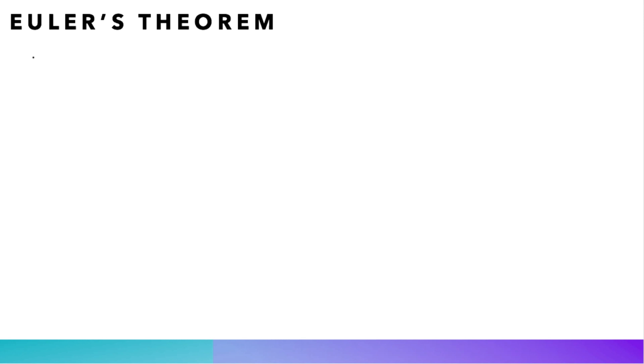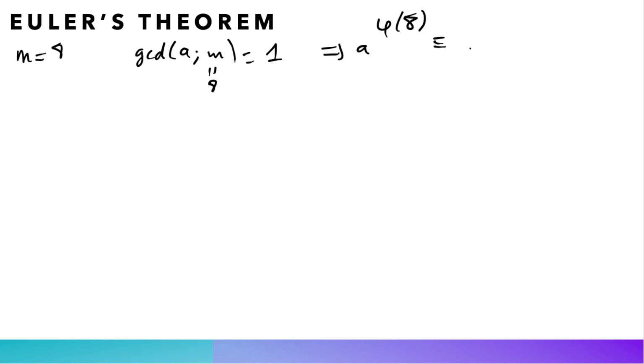Let us now apply Euler's theorem to a concrete example. For instance, if you take m equals 8, then Euler's theorem states that if the GCD of a and m is equal to 1, meaning here m is equal to 8, then a to the power phi of 8 is congruent to 1 modulo 8. So all we have to do here is to compute phi of 8, right? And phi of 8, let me remind you, is the number of elements modulo 8 for which the GCD of a and 8 is equal to 1.